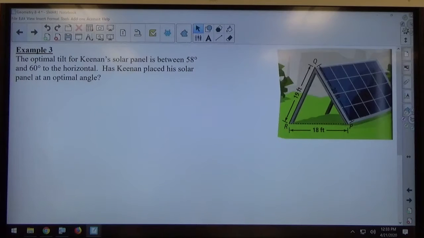Here, our first example for 8-4 day 2. We have a solar panel here. It tells us the optimal tilt for the solar panel is between 58 and 60 degrees to the horizontal.